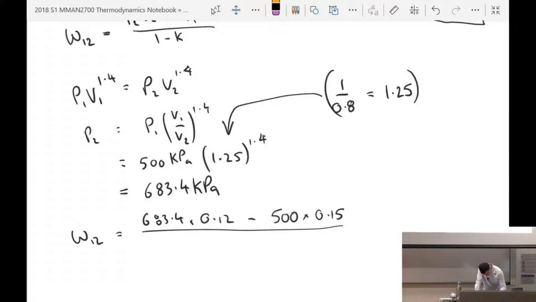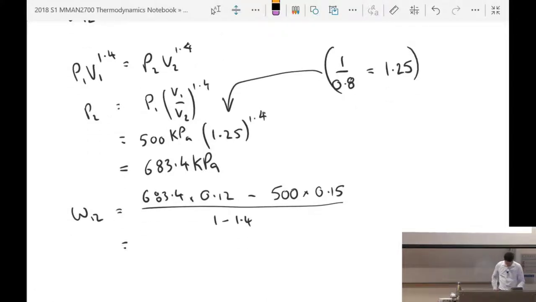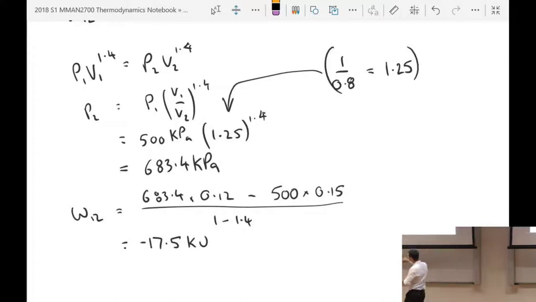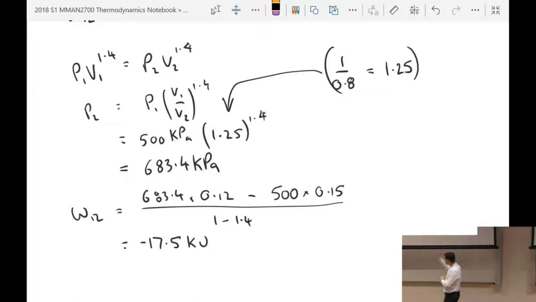Okay, excellent. This is one to do yourself at home, but I got 17.5 kilojoules of work done. Come and tap, by all means, tap the calculator, check yourself. It's a negative. It's not a smudge. It's a negative out the front, right?